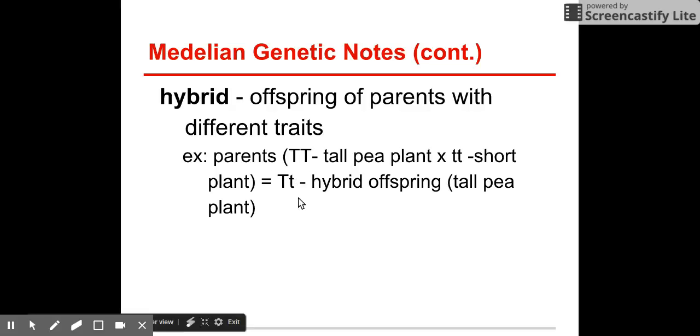Now this one, I know I keep going back to height in pea plants. This one has a hybrid or heterozygous genotype, but the phenotype is it's tall. So think about why that is. If it's got this short gene, why does it show as tall? Because the tall allele is dominant.